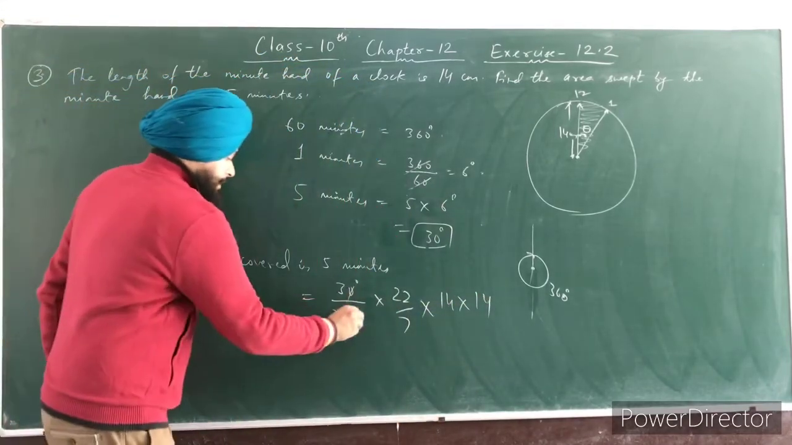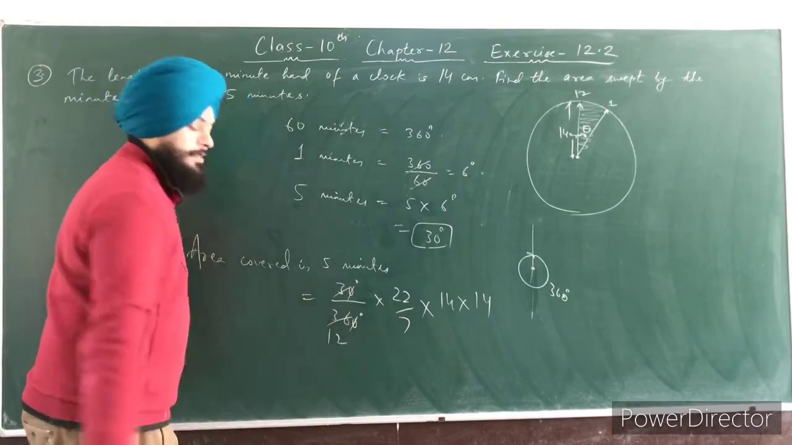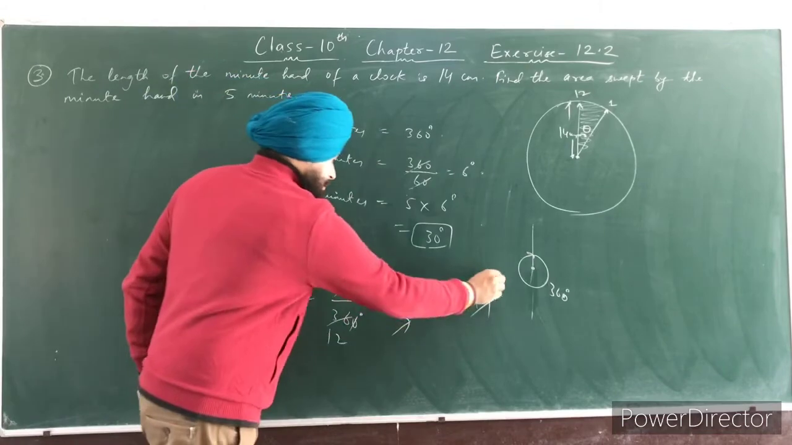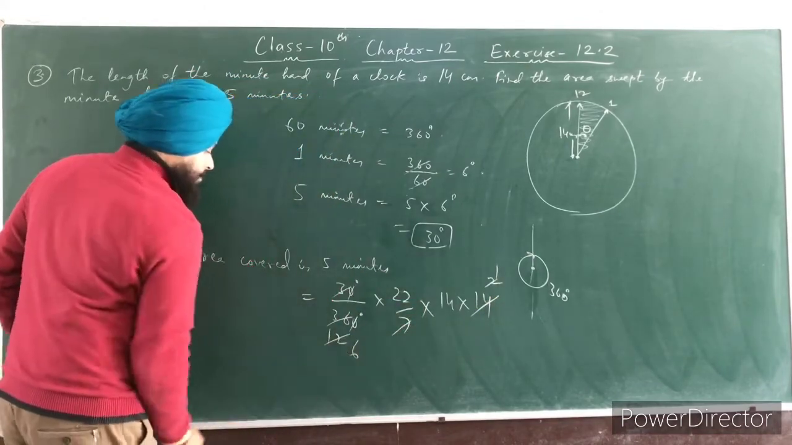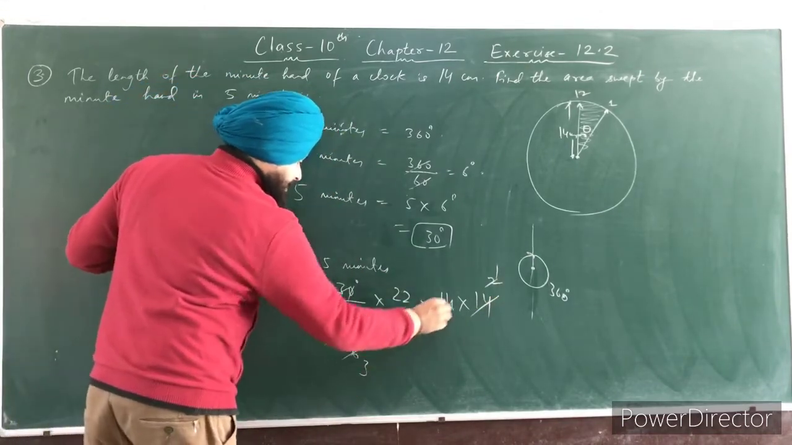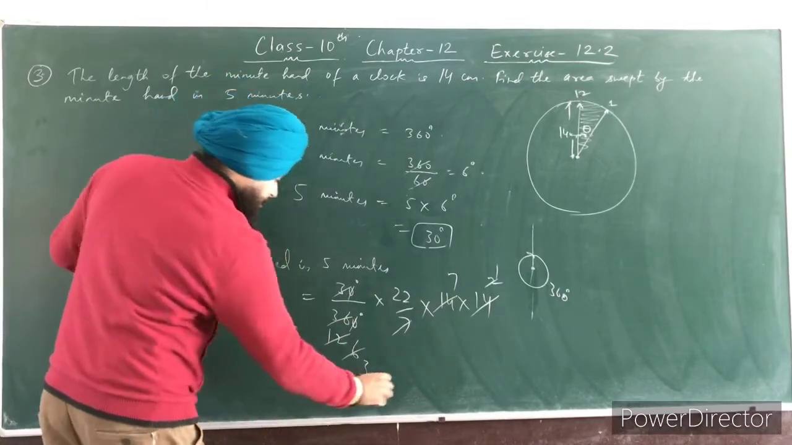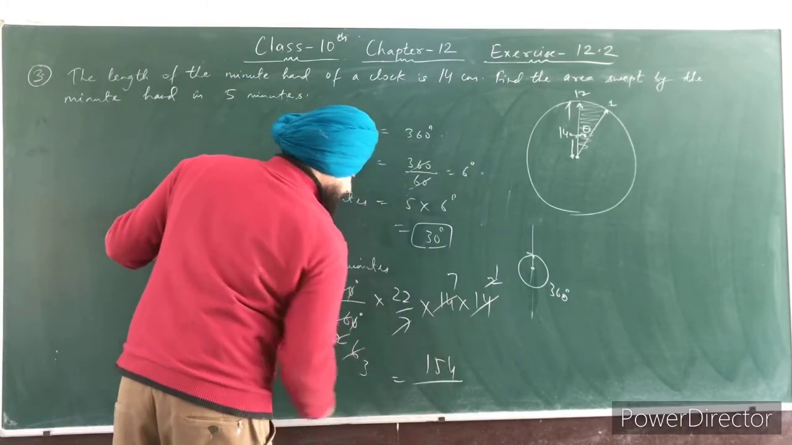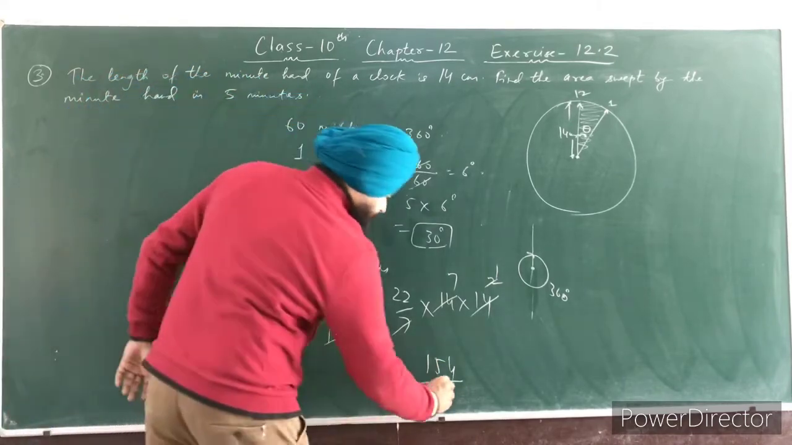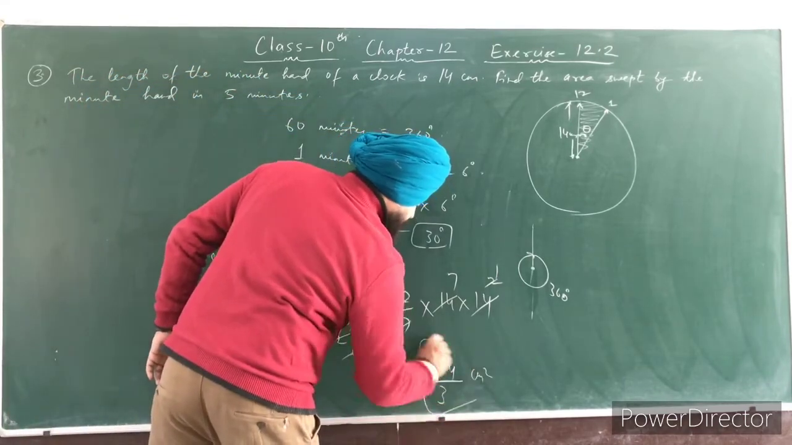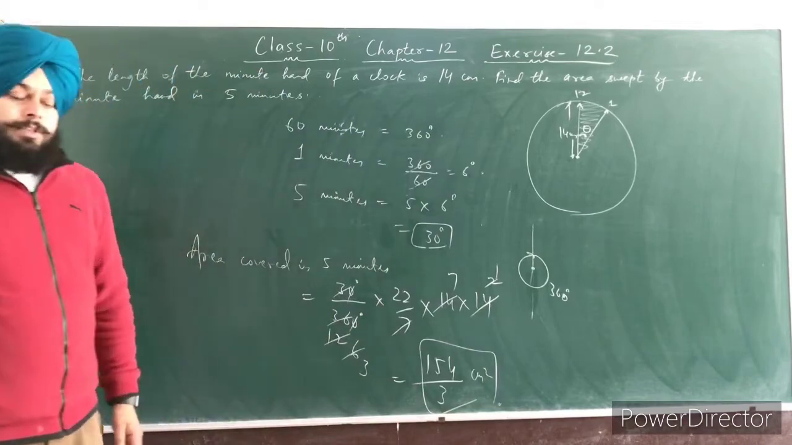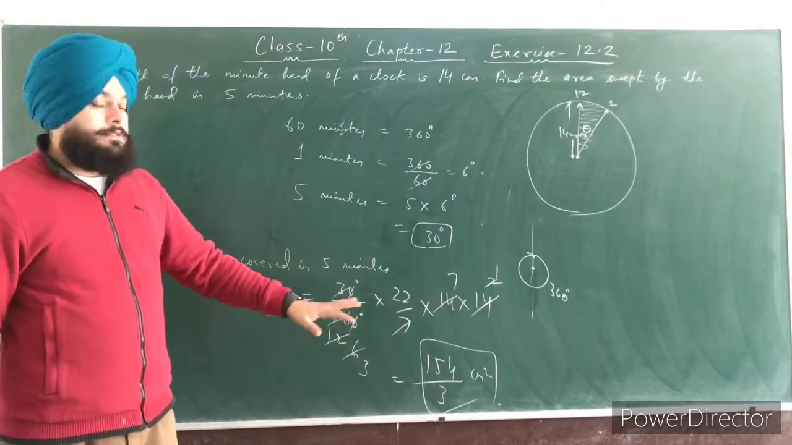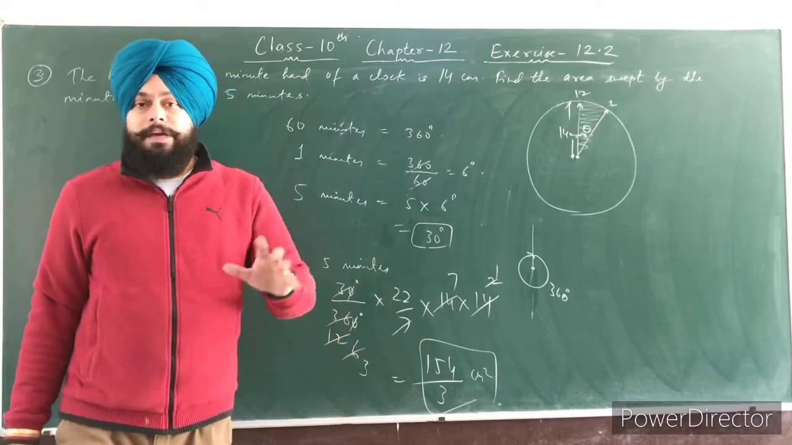Now 0 0 cancel. 3 ones are 3, 12 threes are 36. This 7 twos are how much? 14. 2 ones are 2. 2 sixes are 12. Again 2 threes are 6. 2 sevens are 14. So it is 22 into 7, that is 154 divided by 3 centimeter square. So the answer is 154 by 3 centimeter square. It is the area swept by the minute hand in 5 minutes.